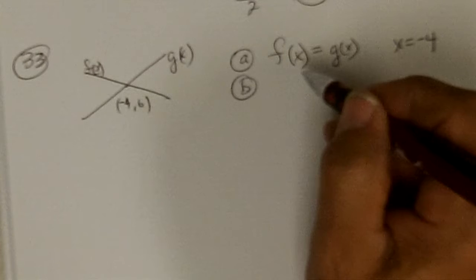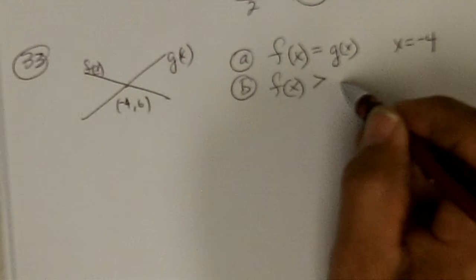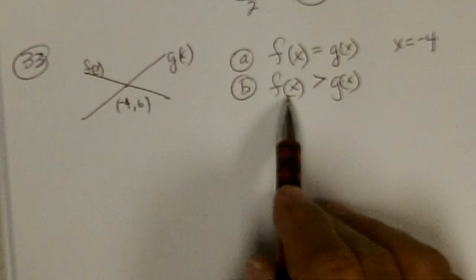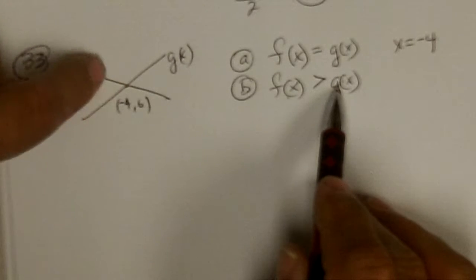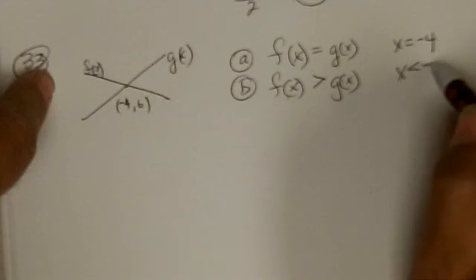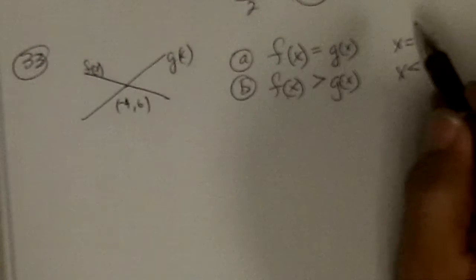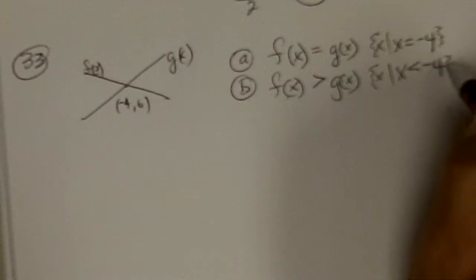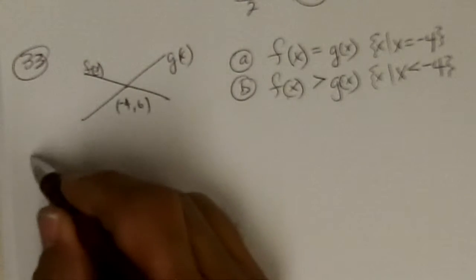And then b, when is the y value of f of x greater than g? So for what x's will f be greater, higher, bigger y value than g? Well, f is bigger than g over here for all the x's less than -4. Okay? And if I wanted to write solution set, I could do that. Okay, and now we'll do the next one, 36.